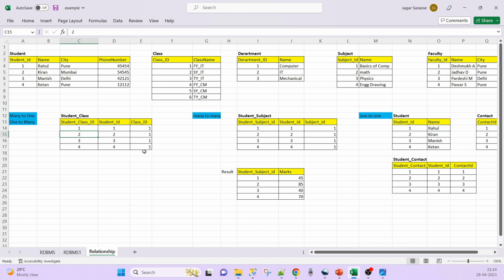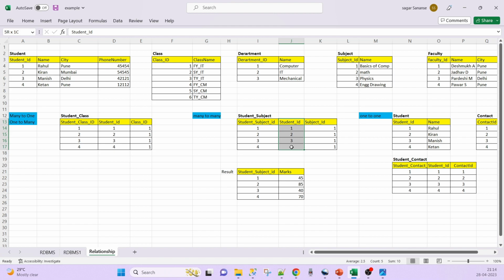And there is a many to many relationship. Many to many means there is one student and the student has n number of subjects. Suppose Rahul is learning multiple subjects: basics of computer, maths, physics, engineering drawing. And one subject belongs to multiple students as well. At that time the many to many relationship comes into the picture.